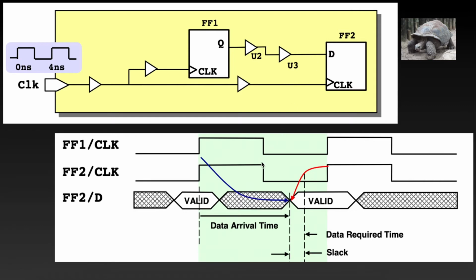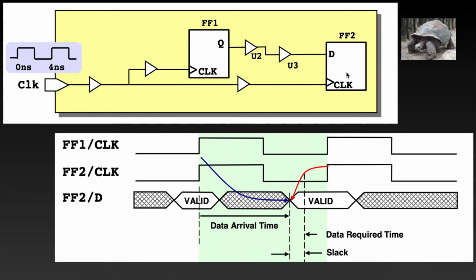As you can see in this timing diagram, the data launched at flip-flop 1 is reaching the flip-flop 2 D pin before the data required time. The data required time is nothing but the time period minus the setup time of flip-flop 2. Since the data is arriving even before the data required time, we have some positive slack here. You can also notice the data is held stable during the setup timing window to make sure the data is reliably captured inside flip-flop 2.